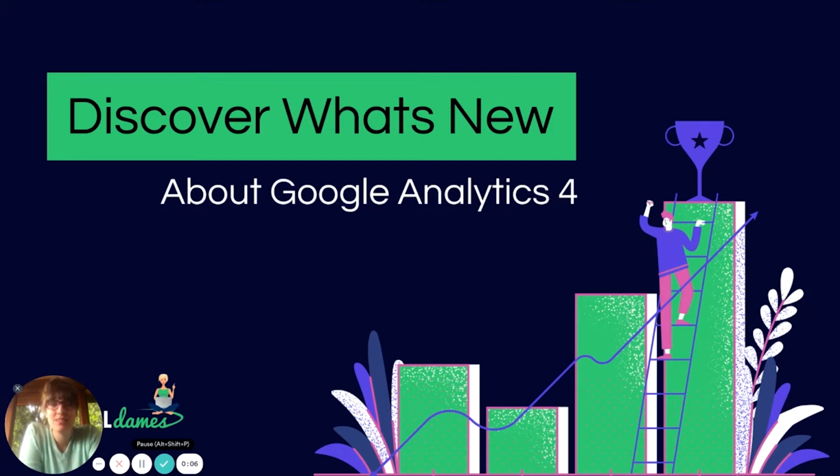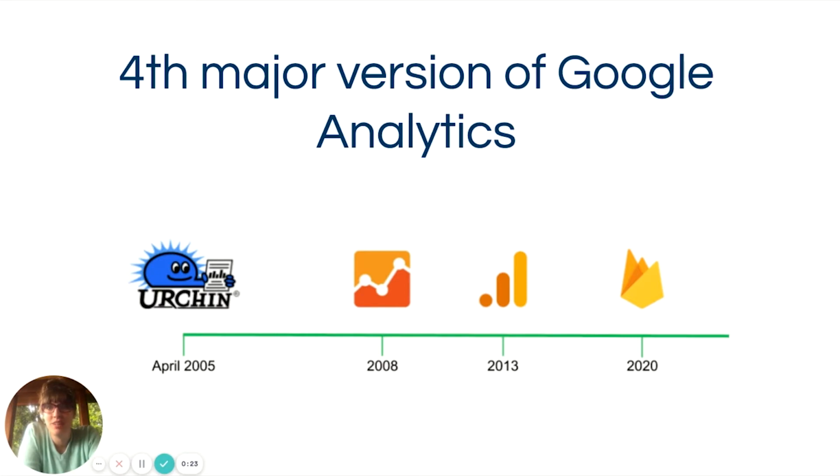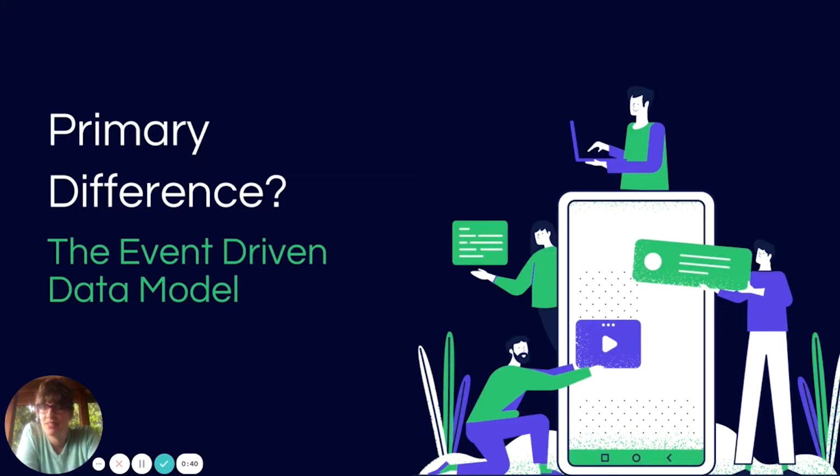I'm here with Digital Dames, and today I'd like to share some exciting new information with you about the new Google Analytics 4 platform. So, we're in the fourth major version of Google Analytics. Back in 2005, we started out with Urchin, and we've had a couple of versions since then. But there are some major differences with this latest update. I'm going to go into the details here and share them with you.